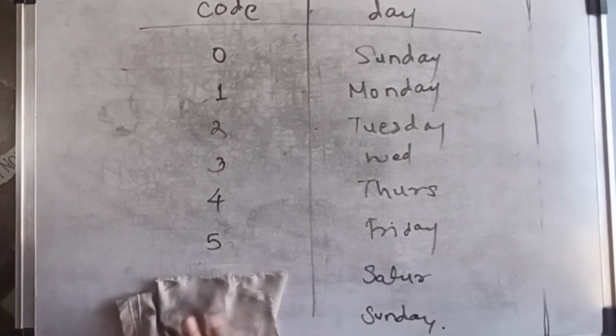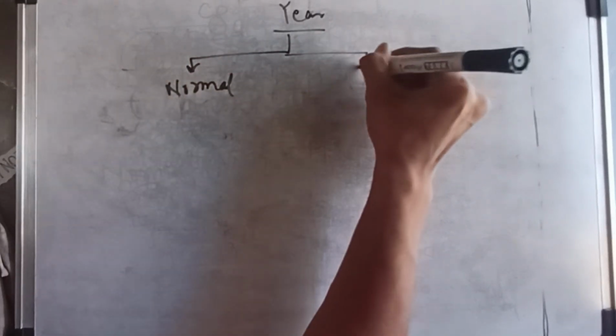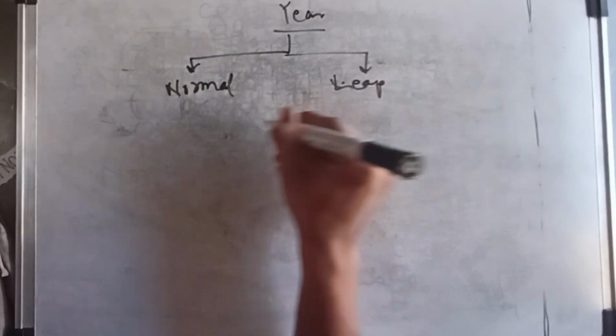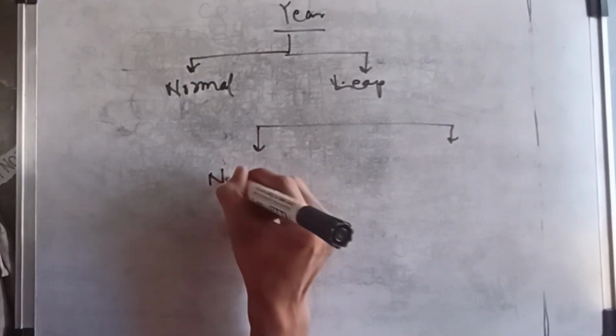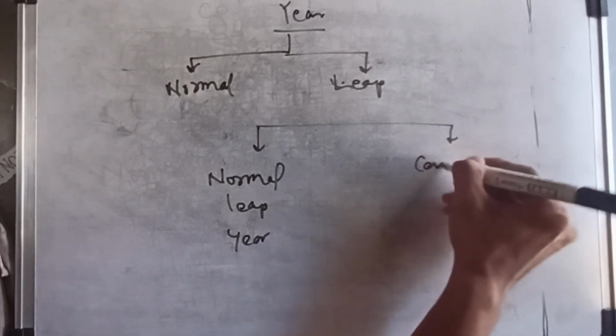Now we will revise the whole topic once again, and then we will solve some questions. These codes and the concept of odd days will help you to solve any question that comes under the topic of calendars. So now we will revise the concept. There are 2 types of years: a normal year and a leap year. There are 2 types of leap year: normal leap year and a centurion leap year.